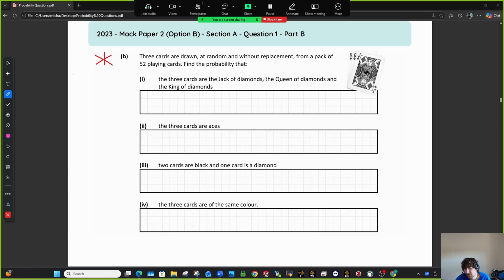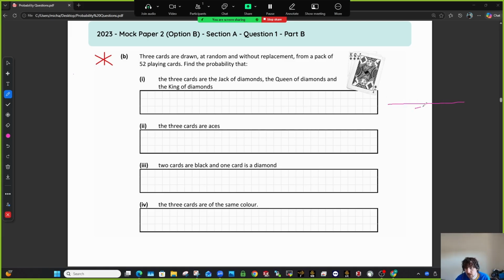And this is a combination as well. This isn't a permutation. The order doesn't matter. They're not saying you have to draw the Jack first, then the Queen, then the King. You can draw them in any order, okay? Just as long as you get those 3 cards. So that's a combination.